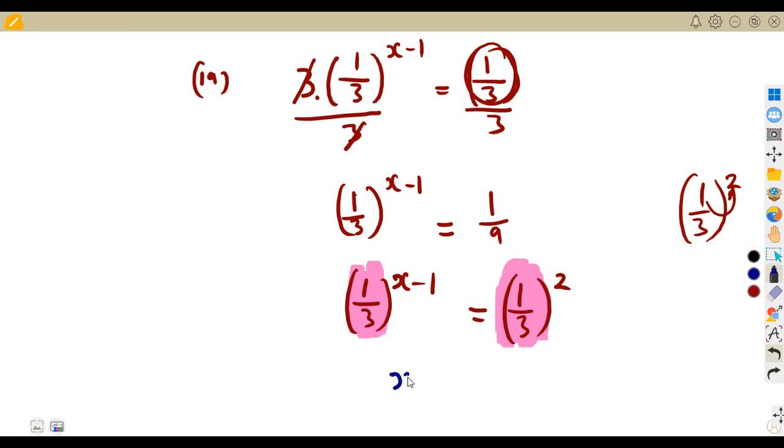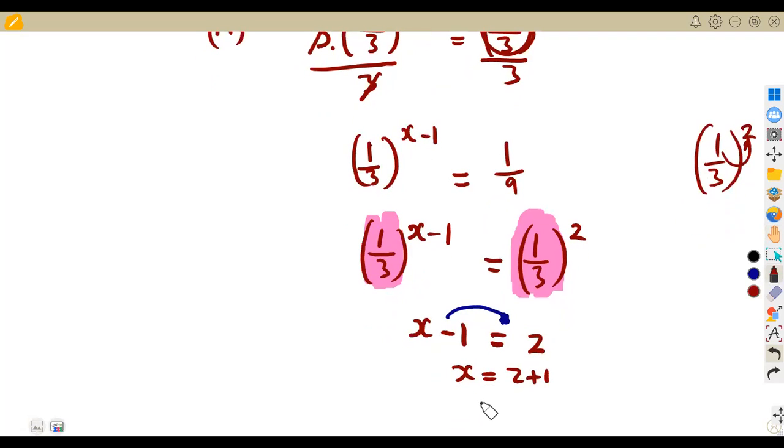x minus 1, all right, let's put it this way. Let us just continue this one. So it's going to be x minus 1 is equal to 2. So what do I do now? Transpose the negative 1 to this side. It becomes a positive. So x will be 2 plus 1, which is 3. Or you can just add directly. The x will be 3.